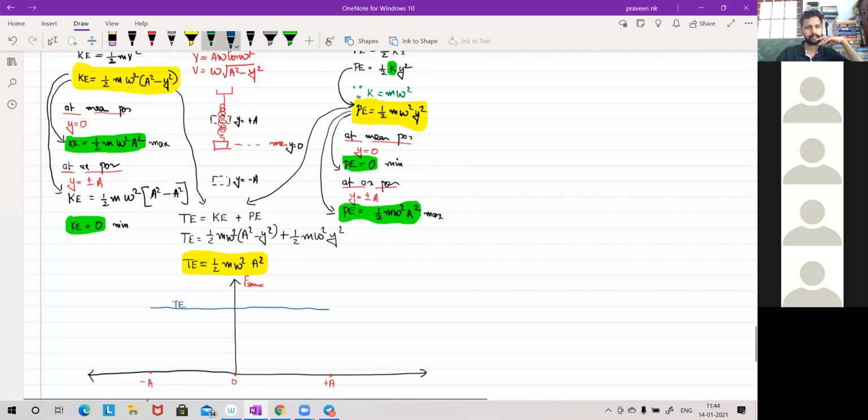Then if we have to draw the graph for the kinetic energy, look at the graph of kinetic energy. At the mean position, how much is the kinetic energy? Is it maximum or minimum?